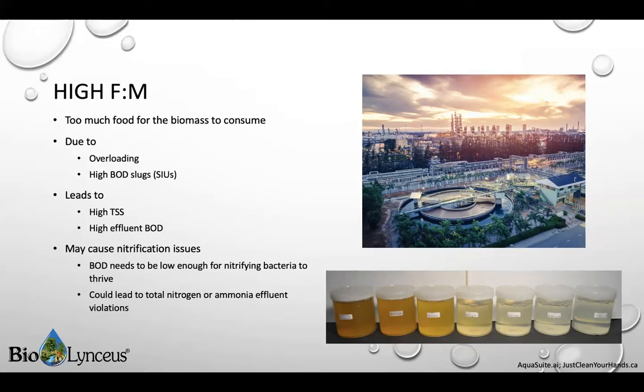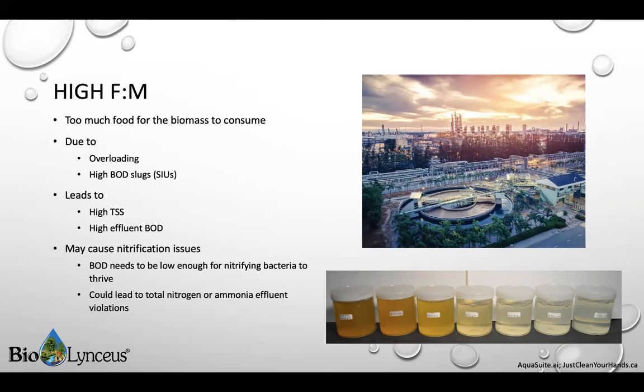On the flip side, high F to M occurs when there is too much food for the biomass to consume. This is caused by general overloading or by the introduction of high BOD slugs to your facility. Sticking with the same example of Colorado mountain towns, overloading leading to high F to M is observed in resort towns at the start of tourist season. When people start flocking to ski resorts, an increased load of organic carbon can overwhelm a wastewater facility and start to exhaust the existing biomass.